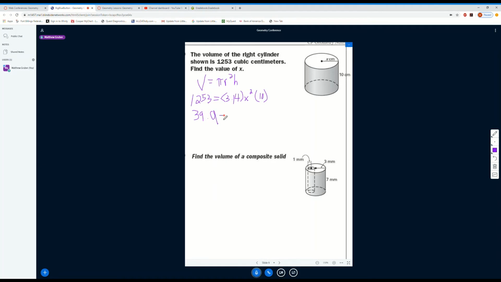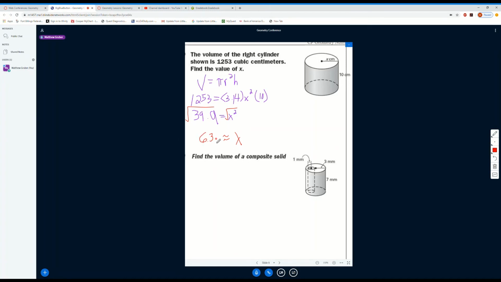And now once we have something equals a unit squared, we take the square root of both sides to find the missing piece. So take the square root, and that would give us an approximate value of the radius being 6.3 centimeters.